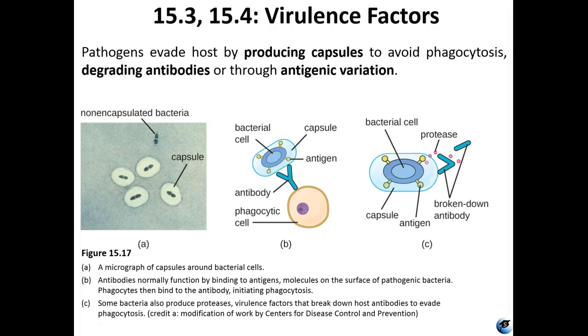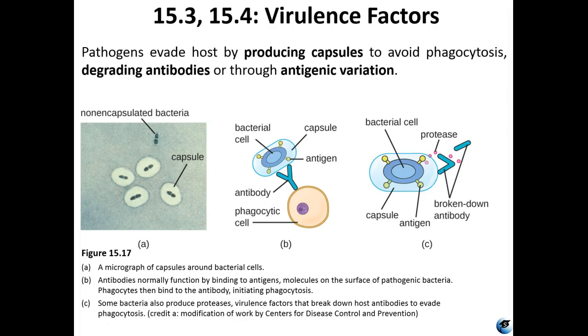So figure 15.17 is showing capsules that are surrounding bacterial cells. So these are the cells, and then this capsule is made up of glycocalyx, which protects from desiccation, and it protects from being fought off by host cells. This part here, they're showing antibodies. Antibodies normally function by binding to antigens on the surface of pathogenic bacteria, and this can induce phagocytosis. Some bacteria make proteases, which break down the host's antibodies, and in that way they avoid phagocytosis.